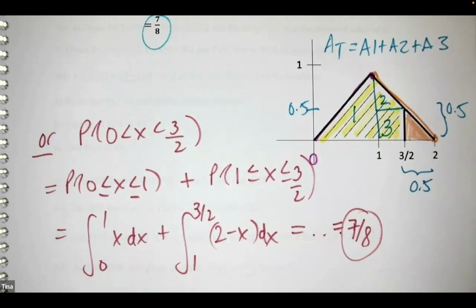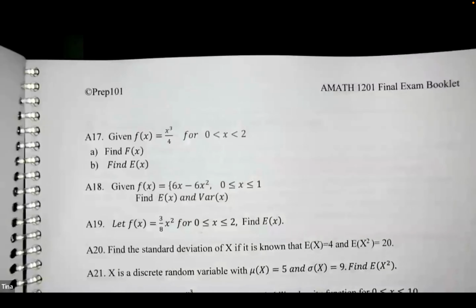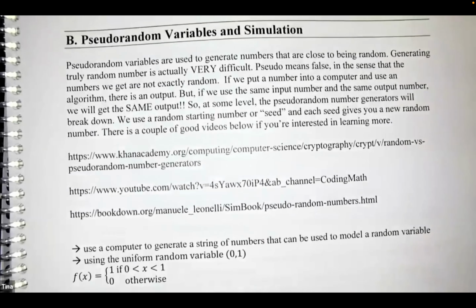So there's tons of practice in A, just because there are lots of concepts in there, okay? Okay. So B is on page 194.